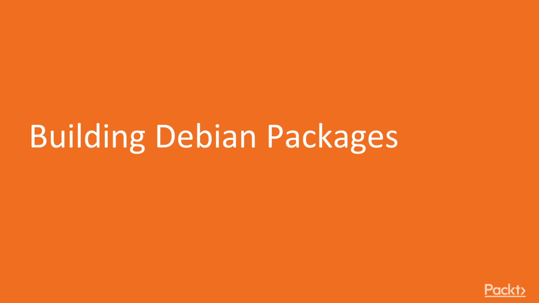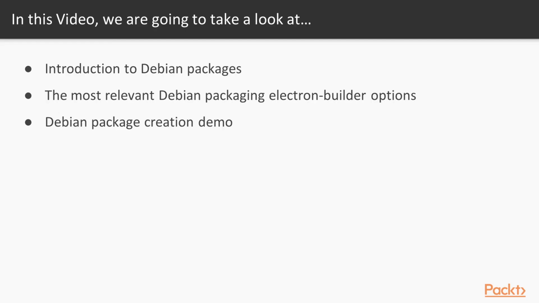Welcome to the first video of section number 2. In this video, we will take a look at Debian packages. We will cover the most relevant options that electron-builder provides us to build them, and we will see a small demo in action. Debian packages are the most complex electron-builder Linux targets, so you will see that with the knowledge that we will acquire in this video, creating other Linux packages will be a breeze.